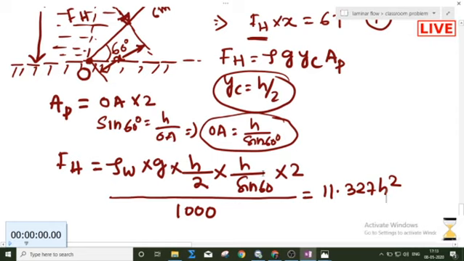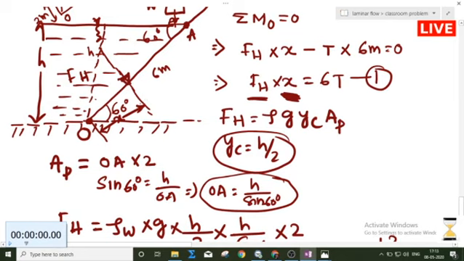Now I have to find this x. What is x? You tell me. This point is called the center of pressure, where the total hydrostatic force will act. Center of pressure is what? The center of the pressure distribution curve.